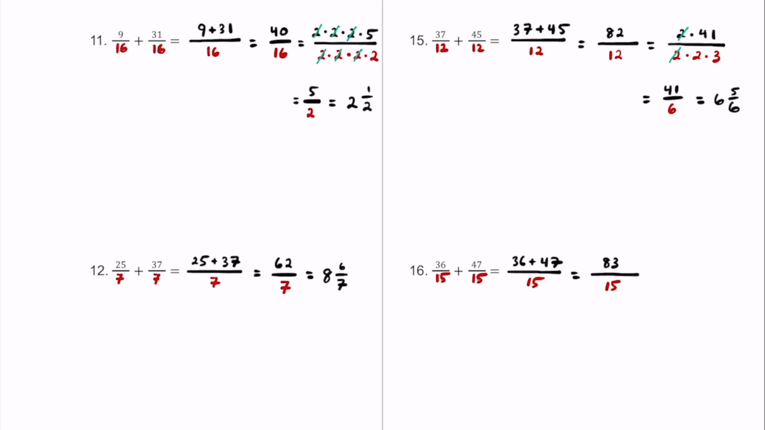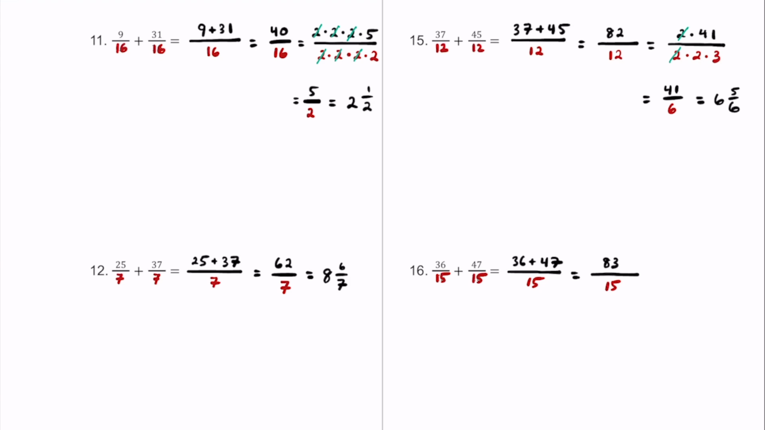Now 83 is a prime number, and so that means it's not going to be simplified with that 15, because 15 breaks into 3 times 5, which are different prime numbers than 83. So I think this is actually done in terms of the improper version of this sum.